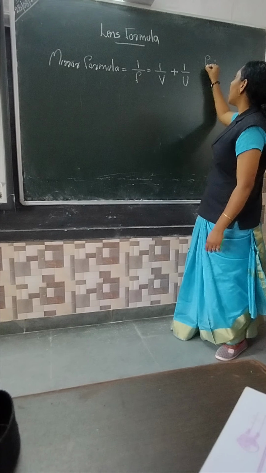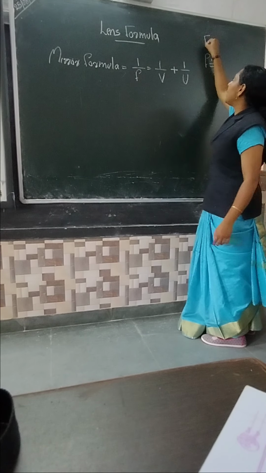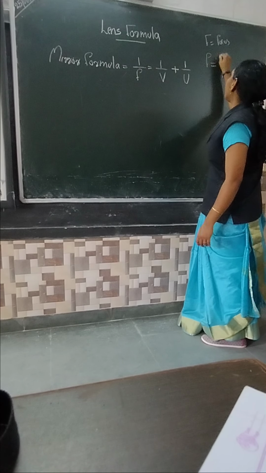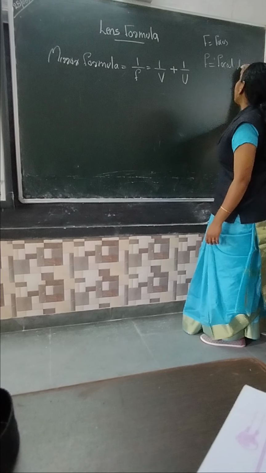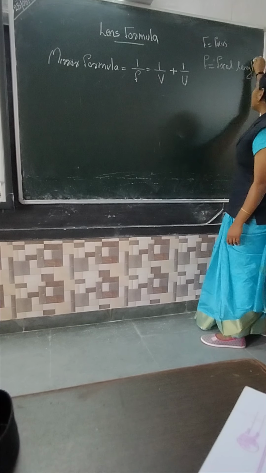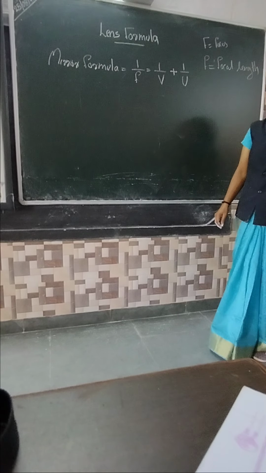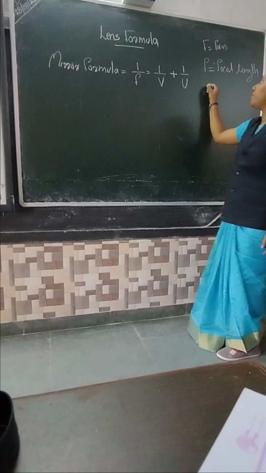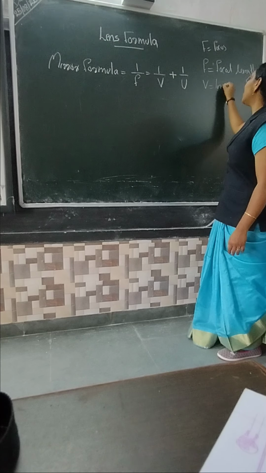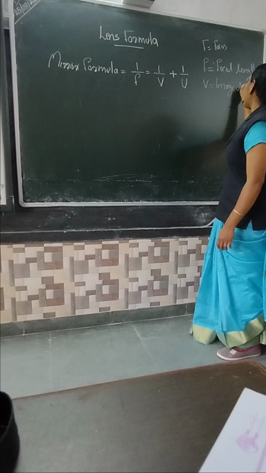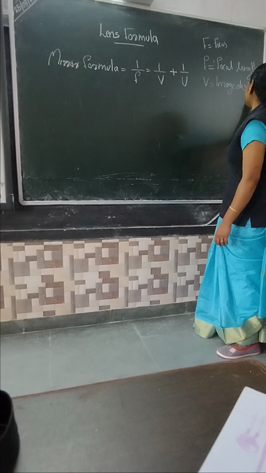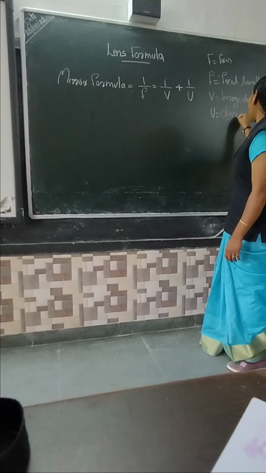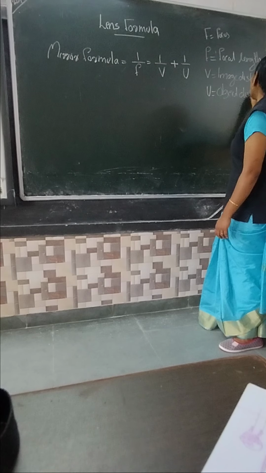What is small letter f? Capital F is focus; small letter f is focal length. What is the meaning of focal length? It is the distance between the optical center and the focus. That is called focal length. Then what is v? v means image distance. What is u? Object distance. Very good. Object distance is called u.